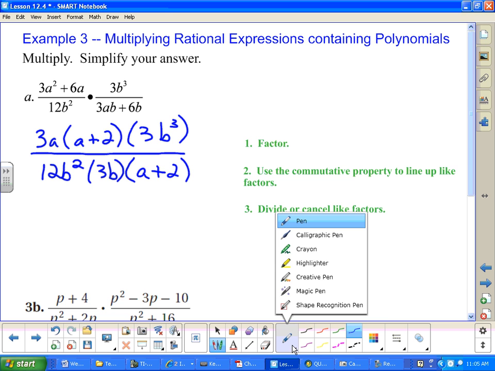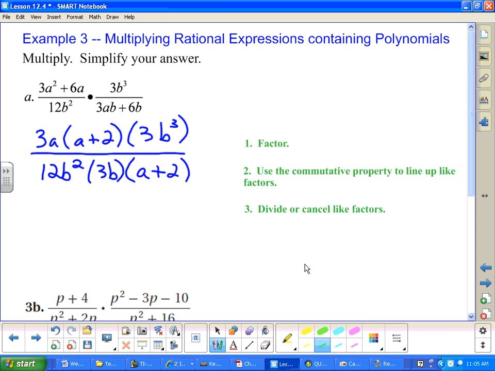So we look for our common factors. And we have an a plus 2 here. We have an a plus 2 there. So since I have that common factor, they go into each other one time.